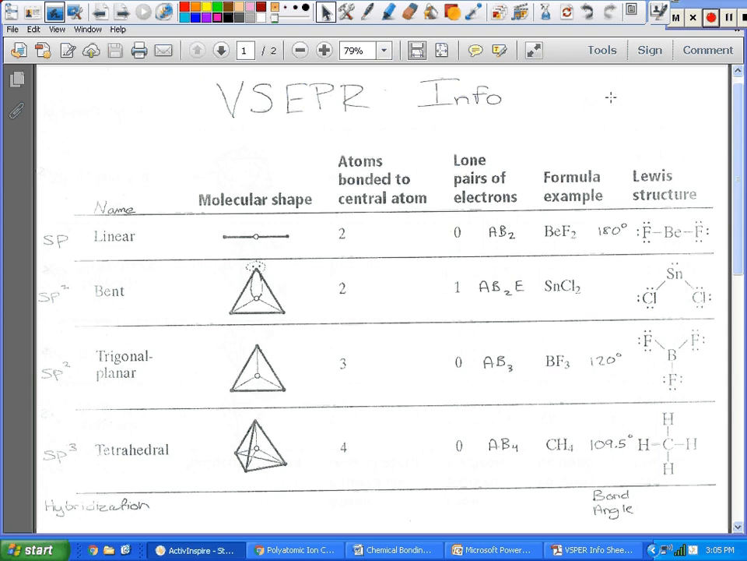So here's the deal. Here's what VSEPR tells us. Every molecule has a shape. But here's the problem with that. Every shape is dependent upon how the atoms and electrons are going to fit around each other, because certain atoms fit certain ways and certain electrons change the shape.